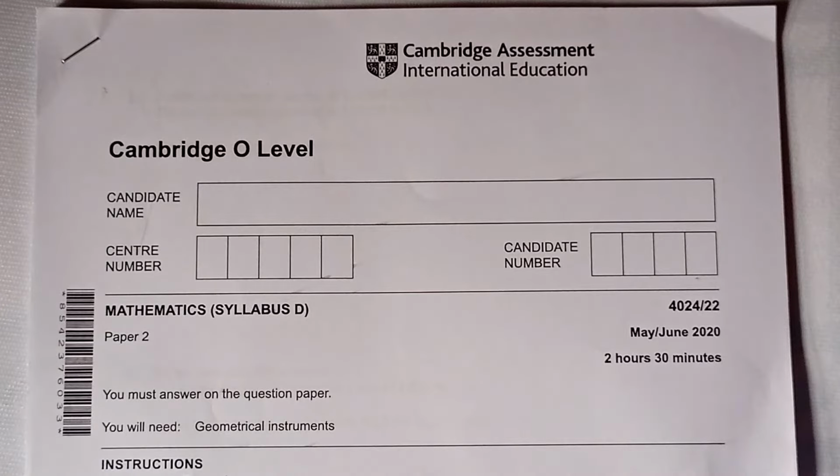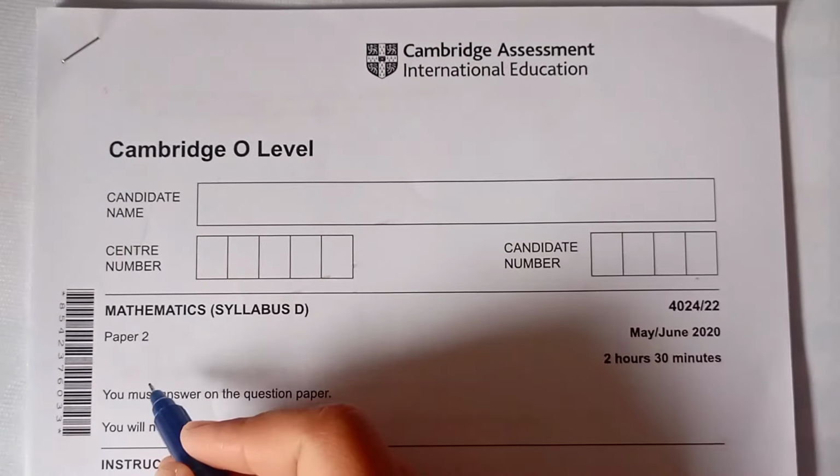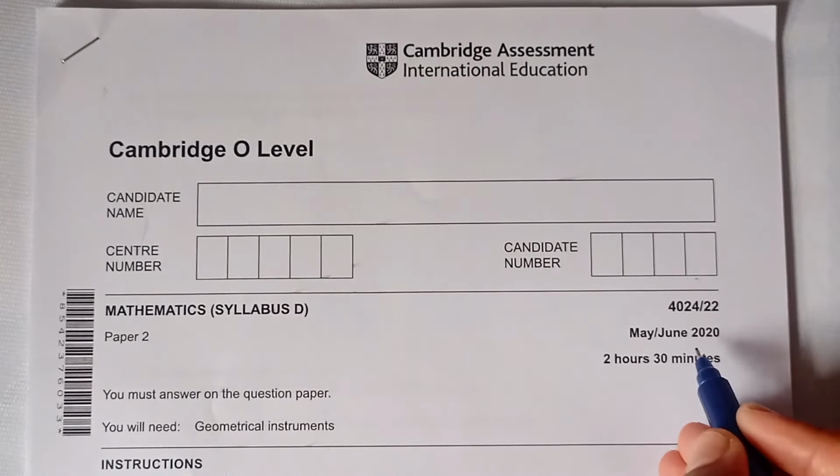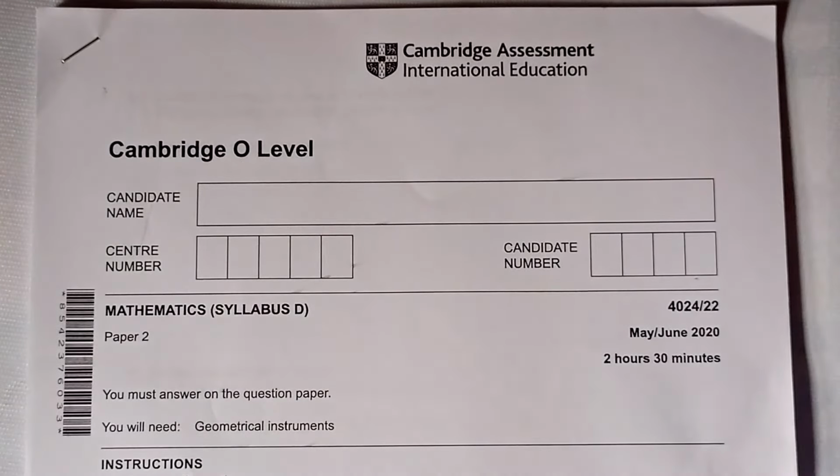Hello everyone, today we are going to solve O-Levels paper 2 in the session May-June 2020, paper 2-2. So let's begin with the first question.